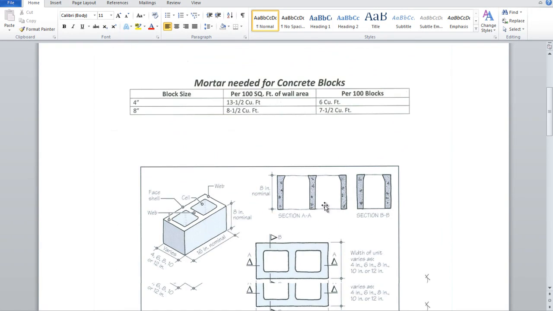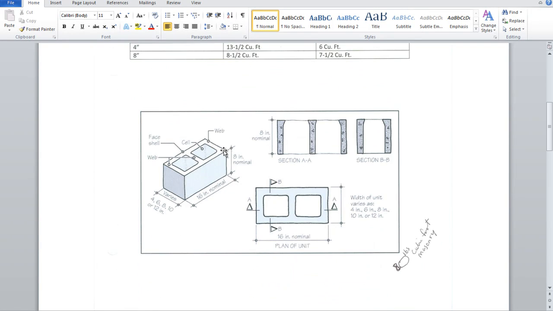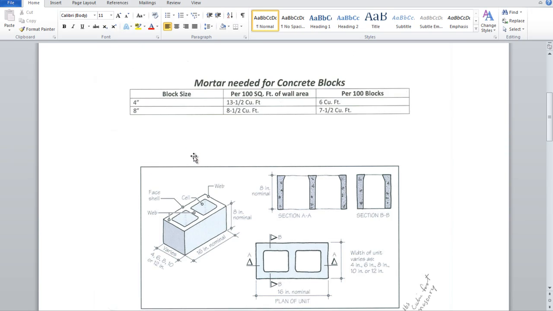And again, I want to show you something else here. This is your block. These are your webs inside here. This is your face shell. Remember, your face shell is always going to be at least 1 1/4 inch. Your webs have to at least be 1 inch thick. Just make sure that you understand that.